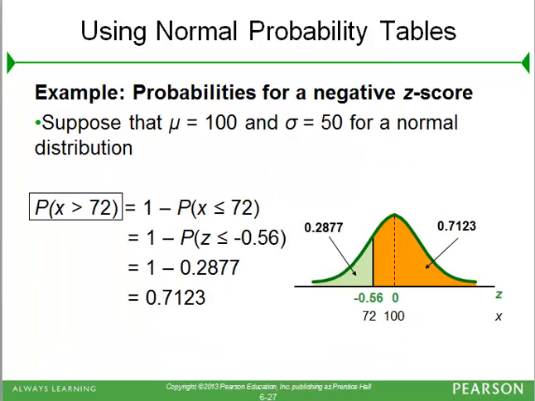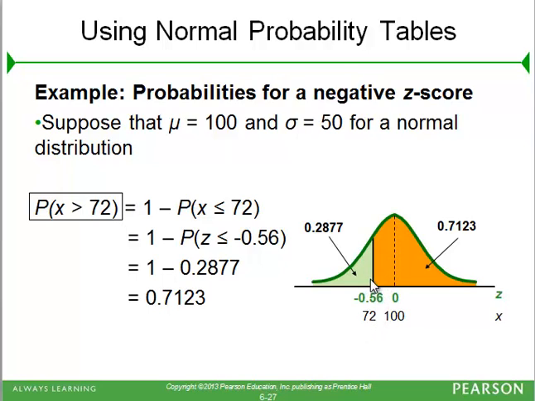Let's check examples of the negative Z-score. Suppose that mu is 100 and sigma is 50 for a normal probability distribution. So exactly the same distributions. We try to find out the probability of x greater than 72. So we try to find out the probability that a value is falling into the range that are greater than 72. Right. So how do we do that?